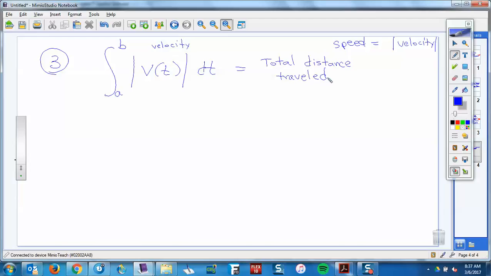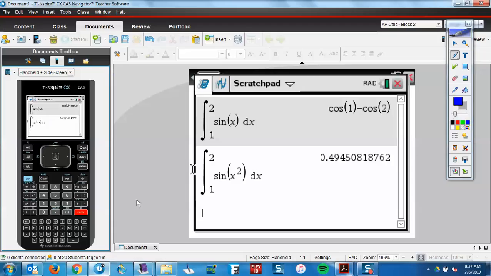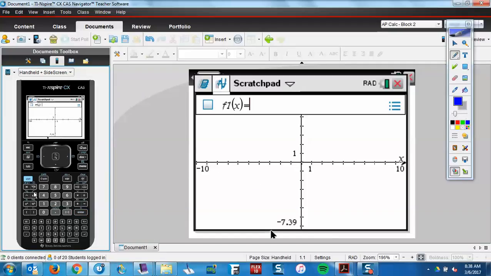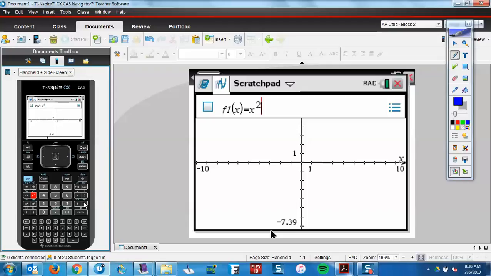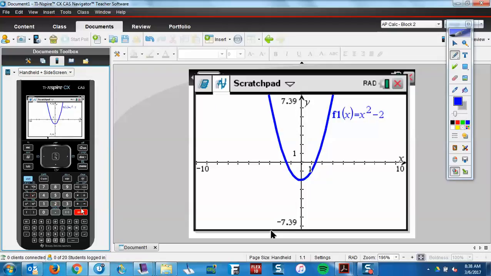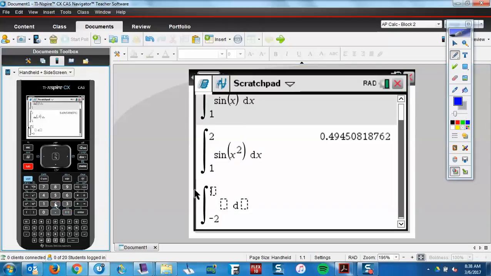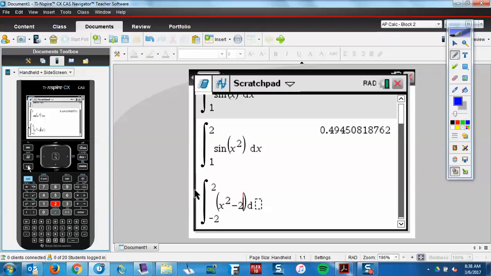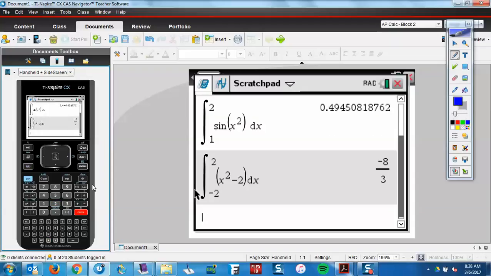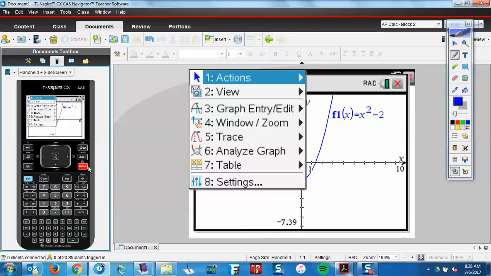Now, especially since 90% of the time we're going to get to use calculators, we can type that in. Let's do a quick little example here. If I took the graph of x squared minus 2, and let's say we were going to look at that from -2 to 2, we'd do the integral from -2 to 2 of x squared minus 2.